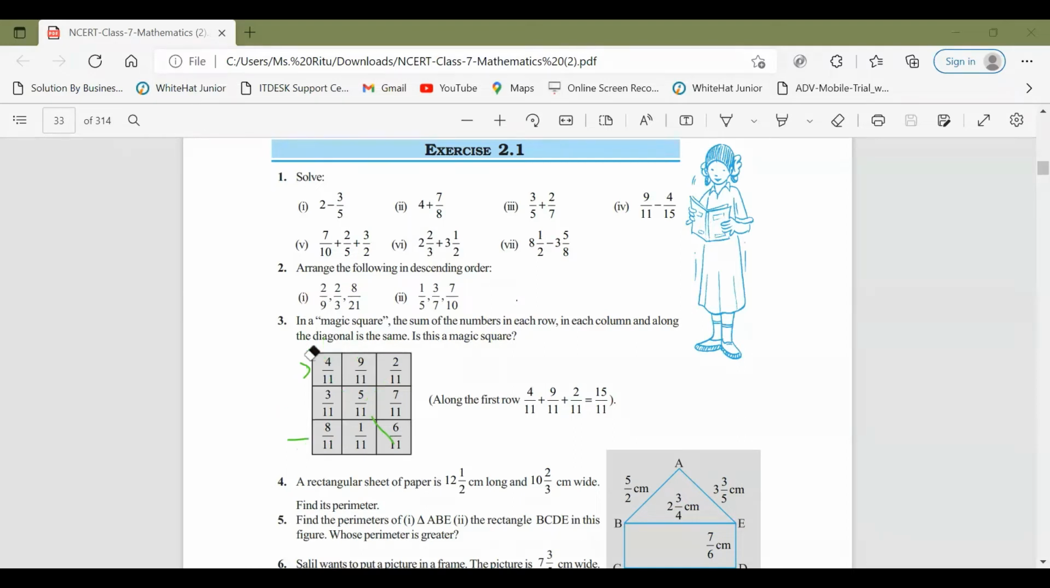Okay, so now what they are saying, the sum of the numbers, numbers jo bhi har ek row mein hai, matlab ye wala aur ye wala, first row mein.